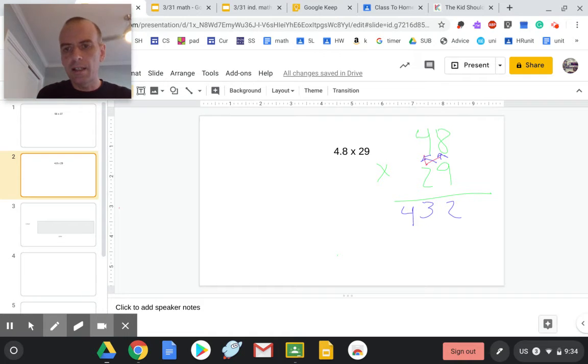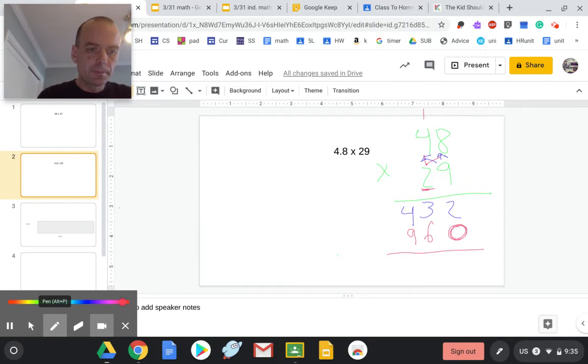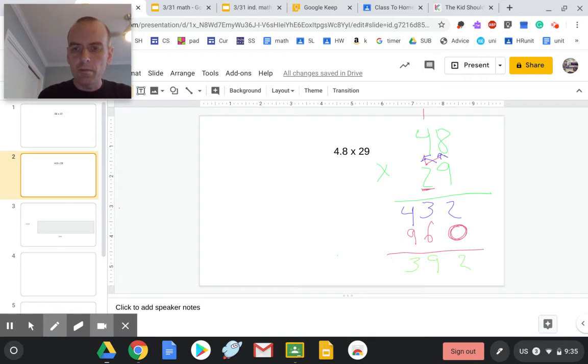So 2 times 8. Oh, I forgot something. We're in the tens, so we need the 0. So even if I forget, make sure you do it. All right. 2 times 8 is 16. The 6, carry the 1. 2 times 4 is 8, plus the 1 is 9. Okay, we add these up. And we get 2, 9, 13, 3, and 1.